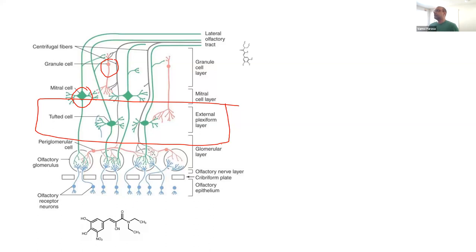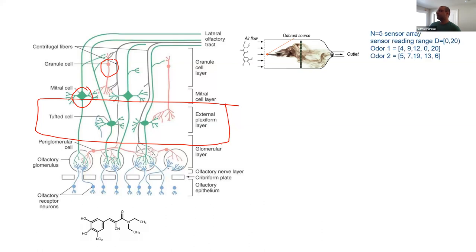But for our purposes, say there is some odor molecule, we can create a chemosensor array, which is like an artificial nose. Each sensor outputs an integer value within a certain range. So you have an n equal to 5 sensor array, and the dynamic range of the sensor is between 0 and 20. If you expose this sensor array to one particular chemical, say odor 1, it could give an array of 5 numbers, and odor 2 could be a different array of 5 numbers. So mathematically, for all practical purposes in this algorithm, we treat an odor as an array of integers.